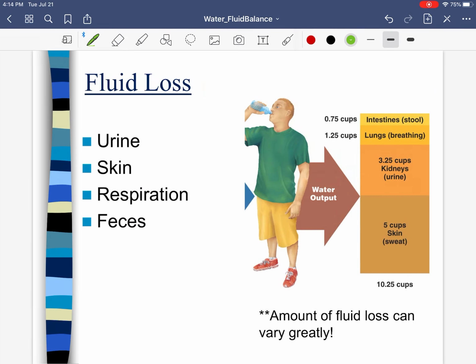Now, fluid loss is a little bit more varied. We're going to talk about 4 ways in which we release fluid. The biggest way that we release fluid at rest is through urine.